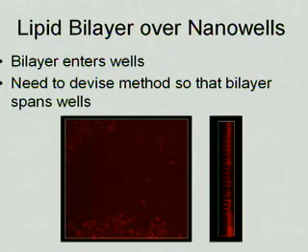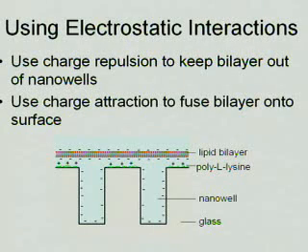One idea was to use electrostatic interactions by using charge repulsion. Glass is inherently negatively charged, so if we can make the surface of the glass positively charged and leave the nanowells negatively charged by stamping polylysine onto the surface, then if we use negatively charged lipid vesicles, we can hopefully get the lipids to be attracted to the surface of the glass but repulsed from the nanowells. That was the idea, and I've tried this using various amounts of charges shown in this image, but so far it hasn't worked.